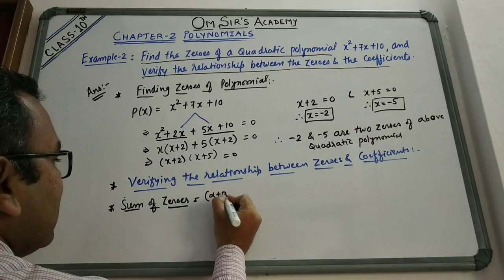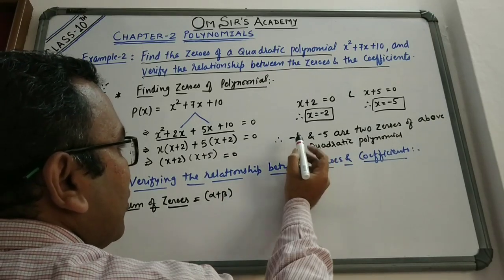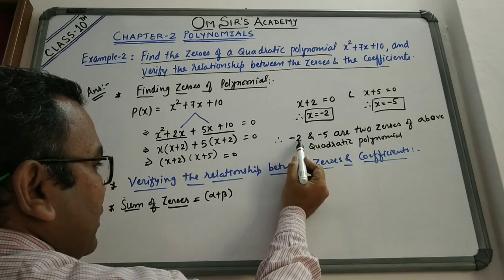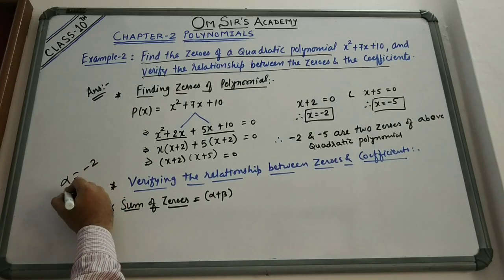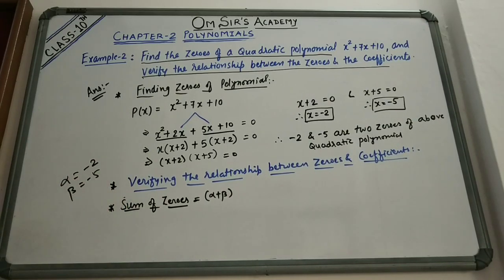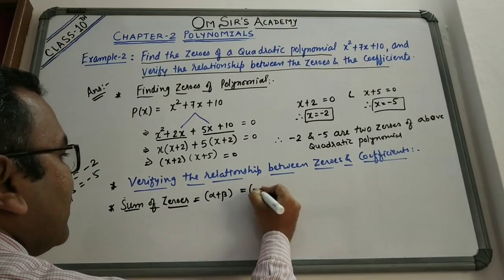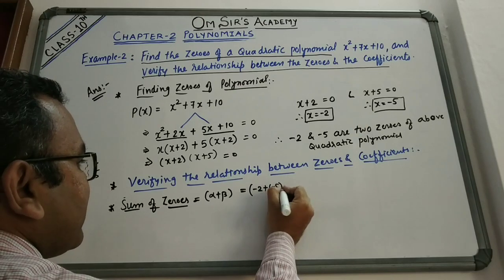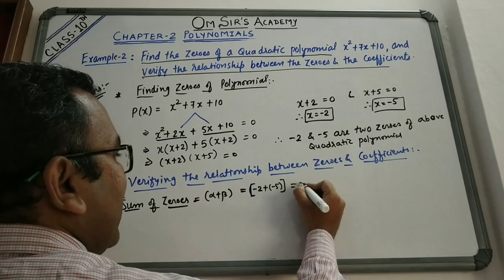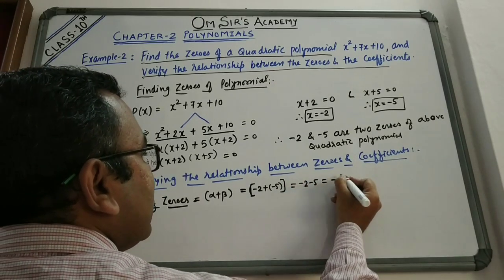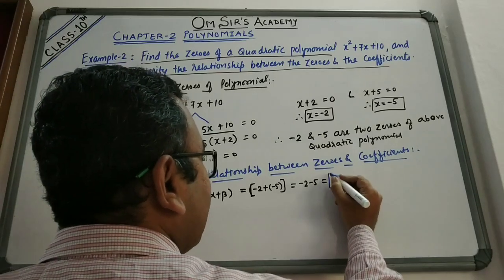Alpha plus beta. So what will be the sum of these two zeros? Here I am assuming alpha is equal to -2 and beta as -5. If I add these two zeros, it will be -2 plus -5. Plus into minus will be minus, so -2 -5 is -7. Is it clear? So this is my answer of sum of zeros.